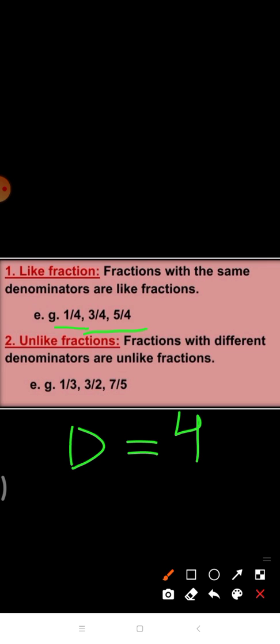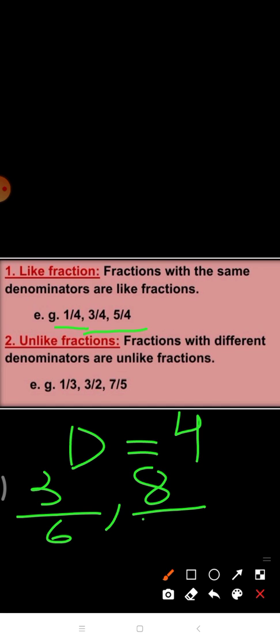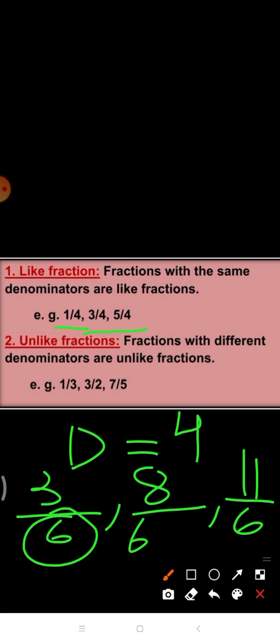Let's see another example. We have 3 by 6, 8 by 6, 11 by 6. So all these fractions have same denominator, that is 6. So these fractions are called as like fractions.